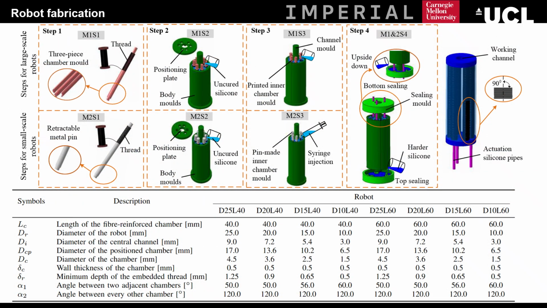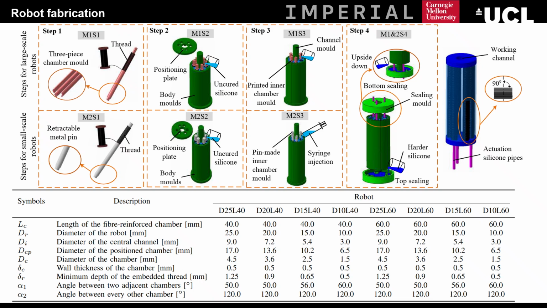Two fabrication paradigms are summarized to manufacture soft robots with different dimensions. Specifically, method 1 is more suitable for fabricating large-scale robots. For instance, the diameter is equal or larger than 15 mm, while method 2 is more applicable for soft robots with diameter smaller than 15 mm. Main difference of two methods lies in the modes of the actuation chambers. Method 1 and Method 2 both comprise a four-step fabrication procedure.